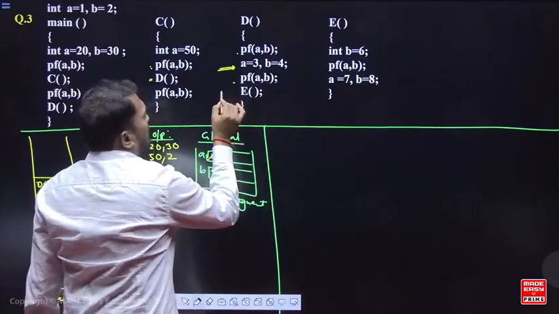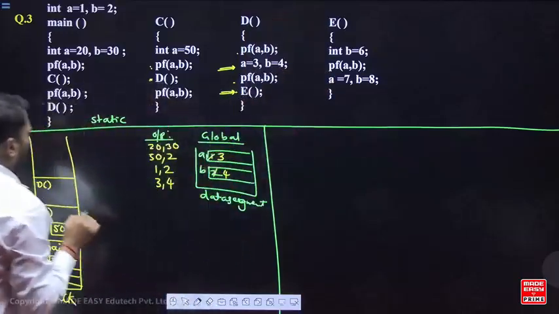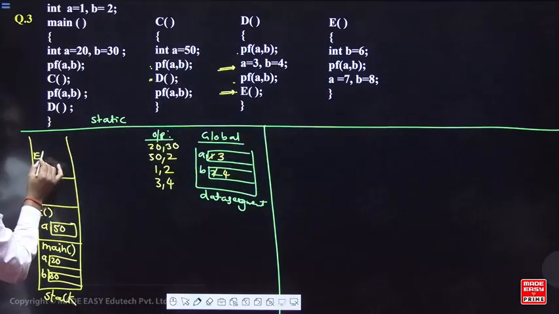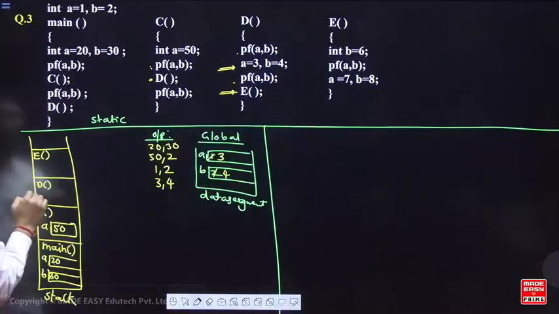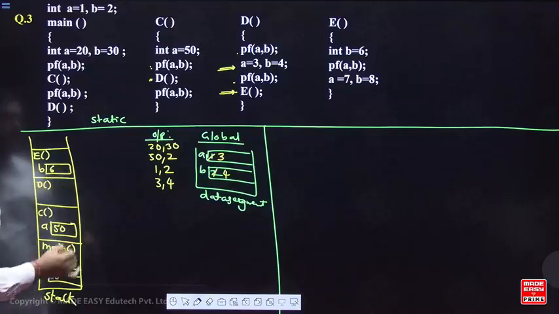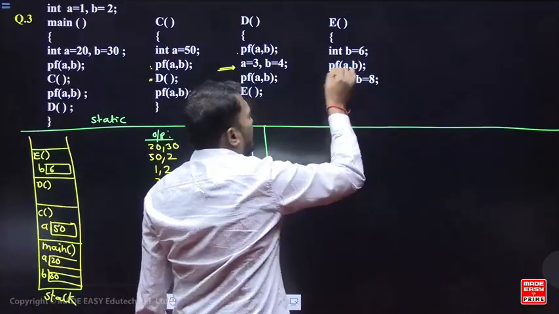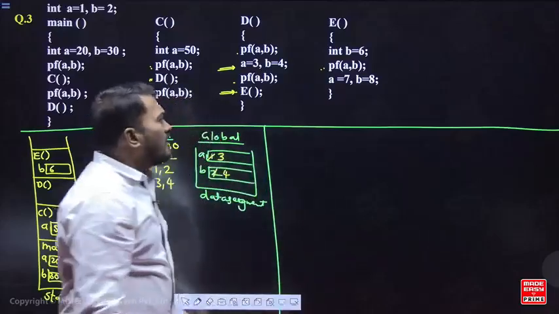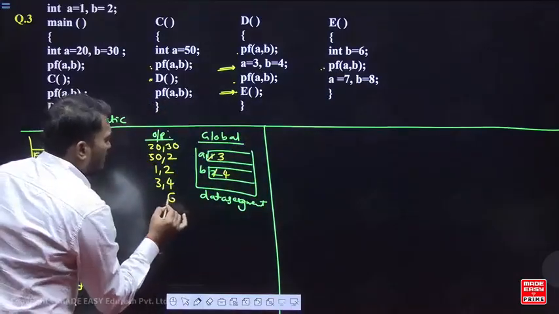And next you are calling the function e. When you call the function e, e will be pushed into the stack. In the function e, you have b, a local variable, initialized with 6. Next printf a comma b. Remember b is a local variable, so b is 6 and it will print 6.